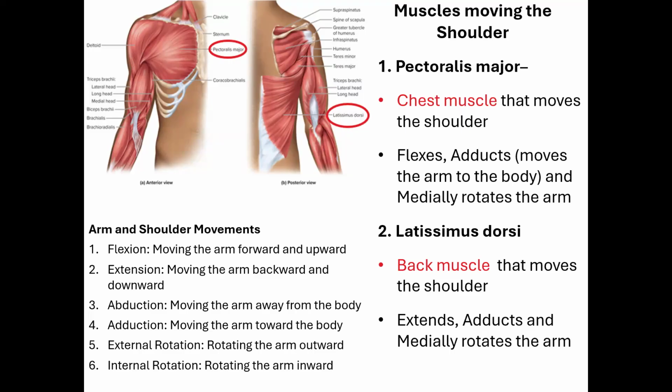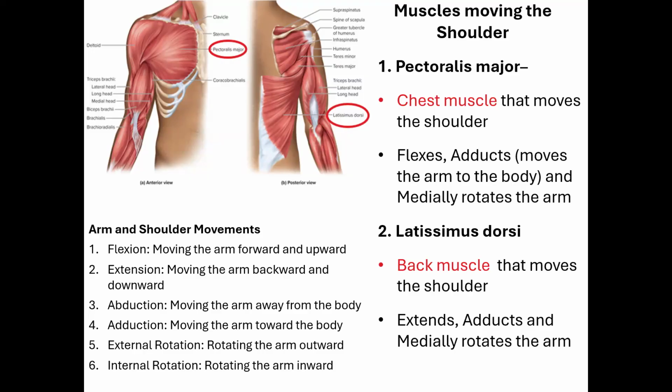And then you have two other movements, external rotation. External rotation means if you put your arm like this and you move it out, that is called external rotation. And internal rotation is the opposite. Okay, so external rotation, internal rotation, abduction, adduction, flexion, and extension. So these are the four movements. I'm sorry, the six movements.